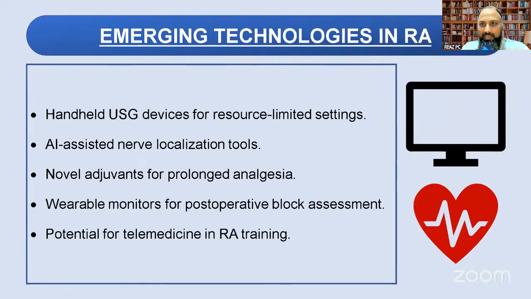What are the emerging technologies in regional anesthesia? There are handheld ultrasound devices, which are very common nowadays for resource-limited settings. The upcoming ones are artificial intelligence-assisted nerve localization tools, novel adjuvants for prolonged analgesia, wearable monitors for postoperative block assessment, and there is potential for telemedicine in regional anesthesia training.